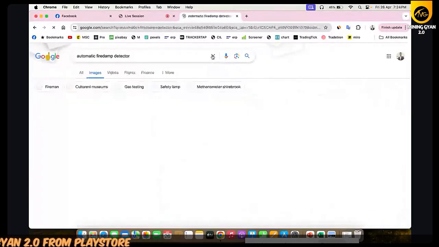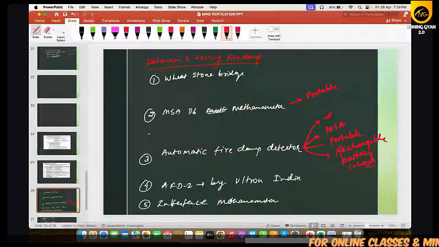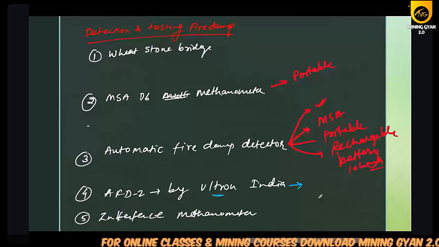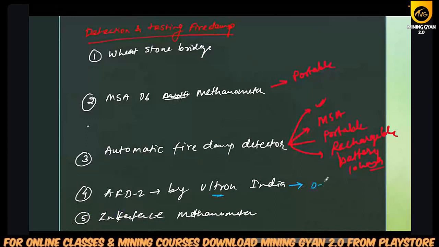These types. So this is the automatic fire dam detector. Fourth was the AFD. AFD, I told you, is the Ultron India make. It has the display as well as alarm. Methane monitoring range is 0 to 5%. And I told you also to go and get some detailed information. It is also battery operated, which works for 15 hours.